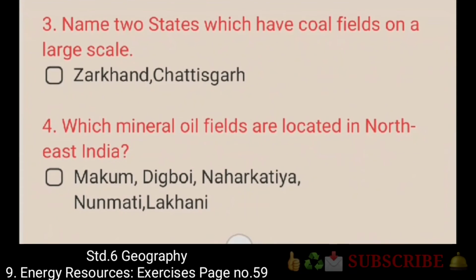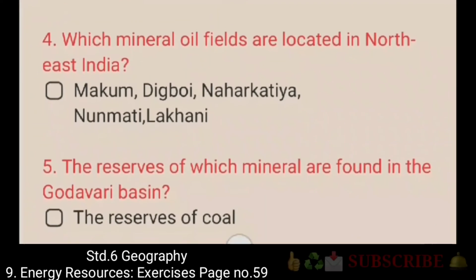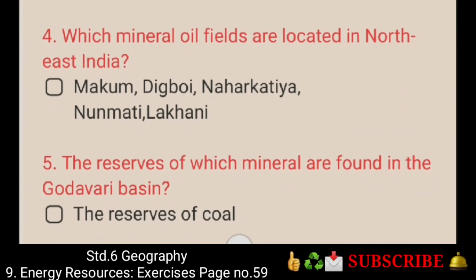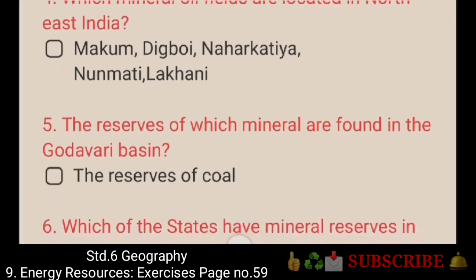Third, name two states which have coal fields on a large scale. Jharkhand, Chhattisgarh. 4. Which mineral oil fields are located in northeast India? Makum, Digboi, Naharkatia, Nanmati and Lakhani.